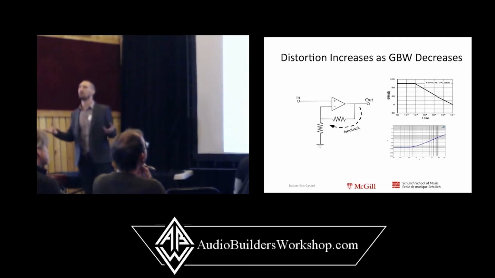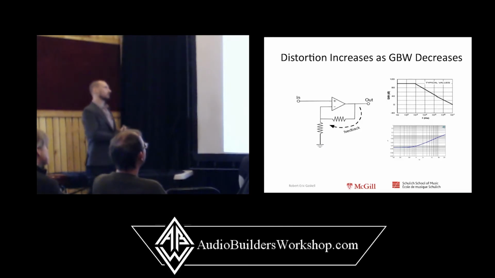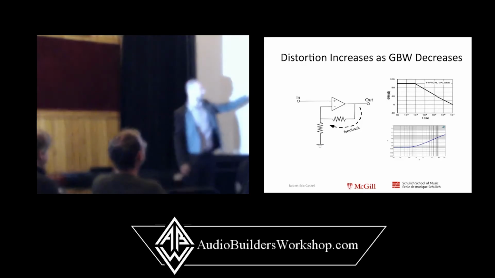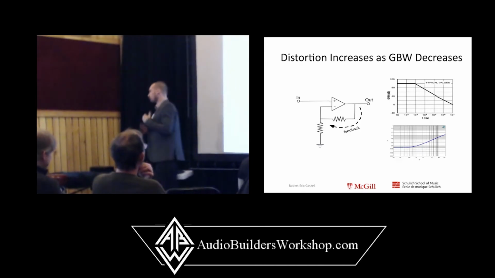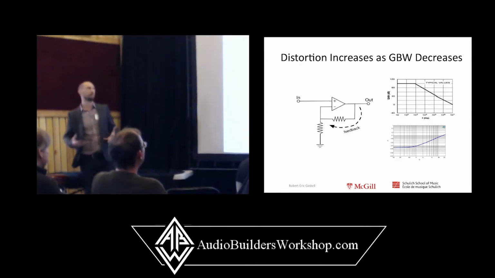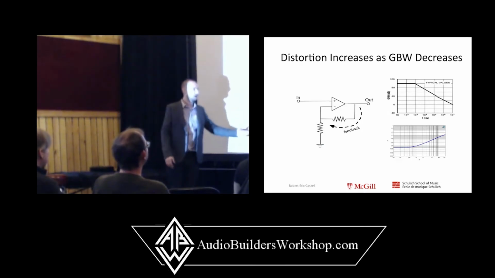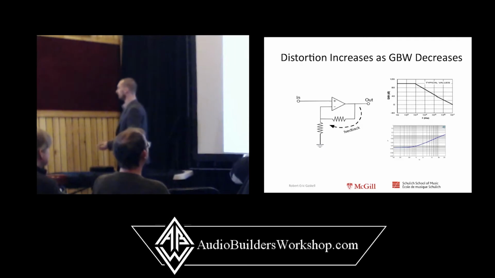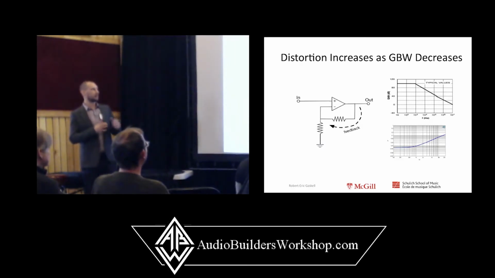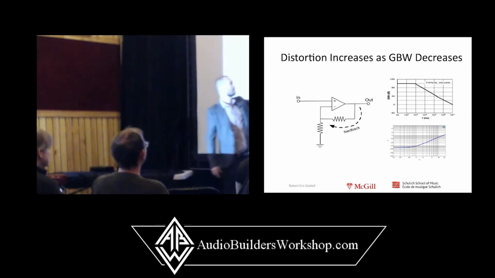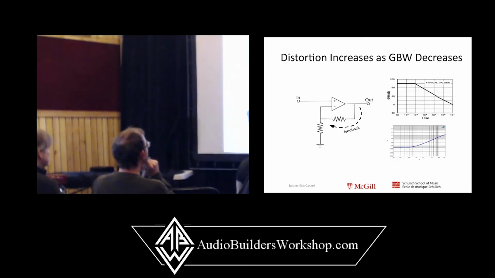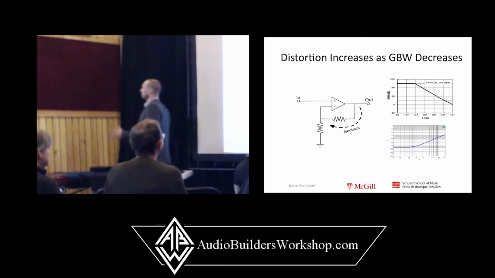Okay, so let's talk about distortion now in op-amps. Distortion in op-amps increases with increasing frequency, and this is again related to the gain bandwidth of the operational amplifier. So feedback in an op-amp acts to linearize the amplifier. The more feedback we have, the more linear it will be. But the gain bandwidth decreases with increasing frequency, and what that means is that there's less signal at higher and higher frequencies.